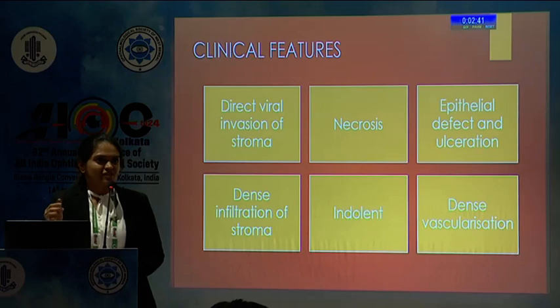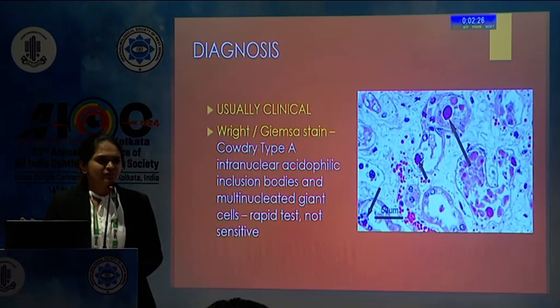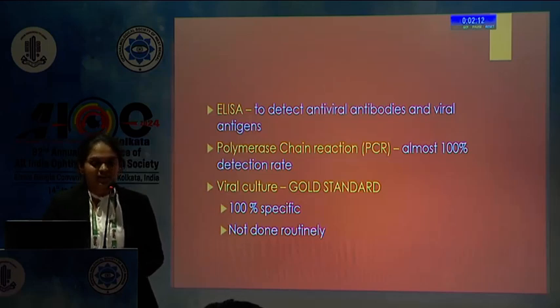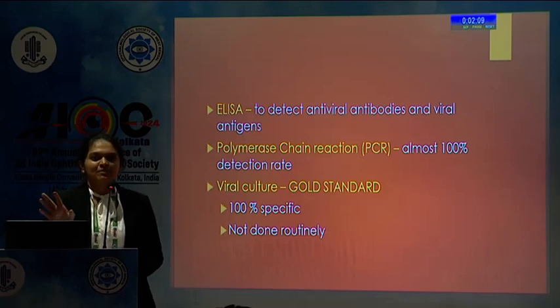So this virus causes direct invasion of the stroma, and the features we can see are necrosis, epithelial defect and ulceration, dense infiltration of the stroma. It lies indolent for a long time, and there is dense vascularization of the stroma as well. Usually the diagnosis is clinical, but for your exam purposes, you have to know that you can see Cowdry type A intranuclear inclusion bodies when you stain the organism. You can do ELISA as well. PCR is important as it has almost 100% success rate, and viral culture is the gold standard, but remember that we can't do this regularly in the OPD for all the patients.